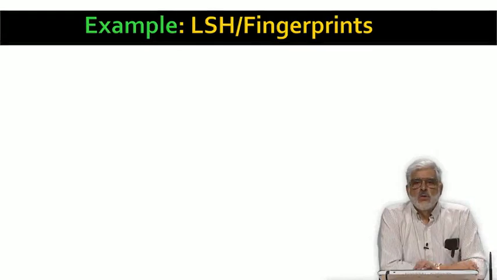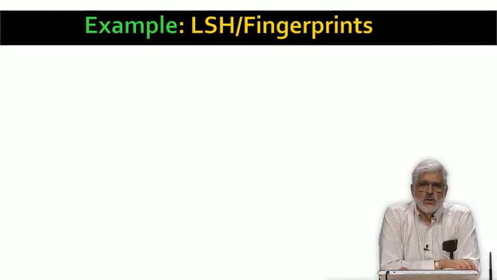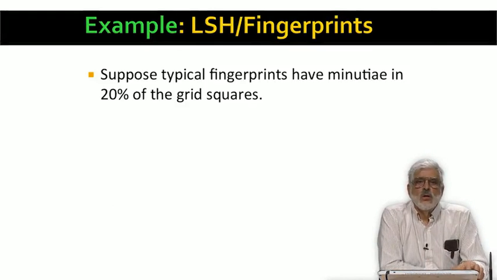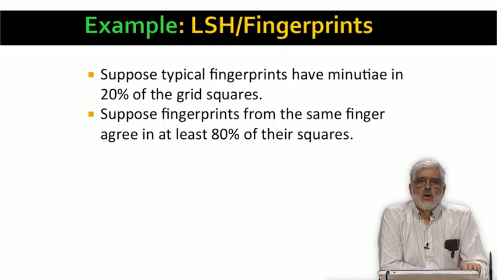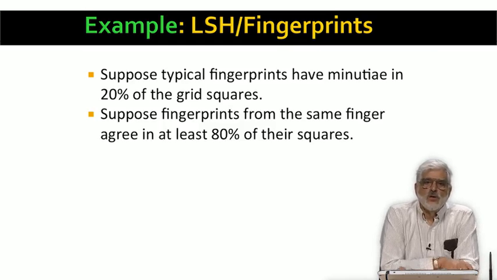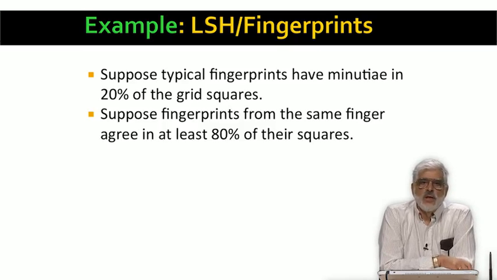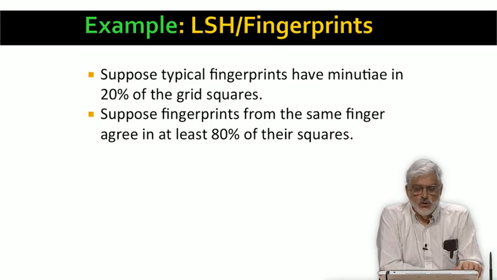To see why the numbers we proposed make sense, let's look at a typical situation. We'll suppose that approximately 20% of the squares hold minutiae. Also suppose that if 2 fingerprints represent the same finger, then at least 80% of the squares with minutiae from one also have minutiae from the other. The fact that we place minutiae in nearby squares if they are at the boundary helps make this assumption true.